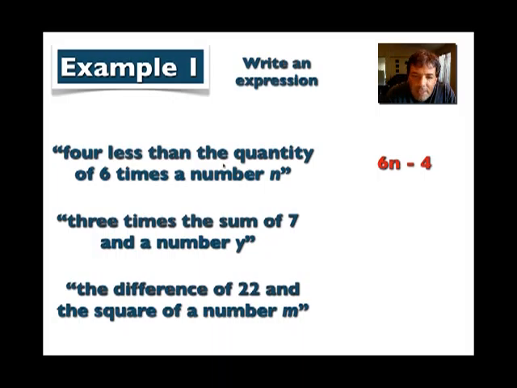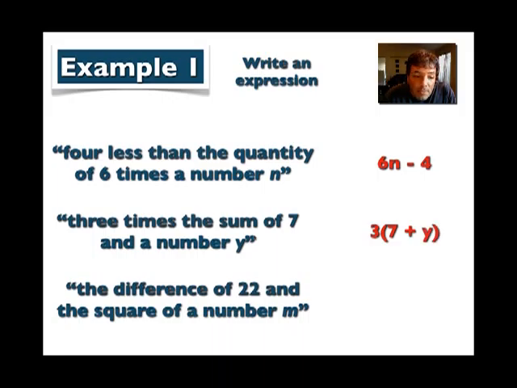So when it says 4 less than, that means 4 is at the end. If it says 4 minus the quantity, that means 4 would come at the beginning. The next one says 3 times the sum of 7 and a number y. Now again, compared to the examples you were given in the table on the previous page, these are a little more complicated. So when it says 3 times the sum of 7 and a number y, that means we're doing 7 plus y first, and then multiplying by 3. So it's not going to be 3 times 7 plus y. We have to do 7 plus y times 3, which means we're going to need parentheses. So in this one, it's going to be 3 times, in parentheses, 7 plus y.